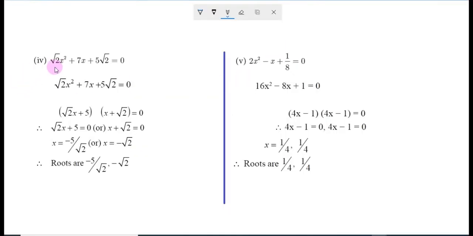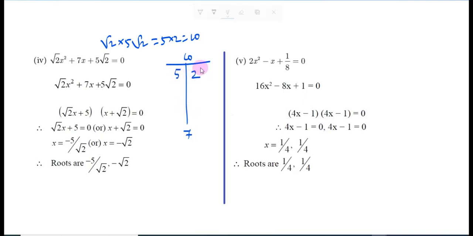Now subdivision 4. Root 2 x square plus 7x plus 5 root 2 equal to 0. Let us apply factorization. When multiplied we need root 2 into 5 root 2. Root 2 into 5 root 2 is 5 times root 2 into root 2, which is 2, so 10. When we multiply we need 10, when we add we need 7. So 5 twos are 10, and 5 plus 2 equal to 7.